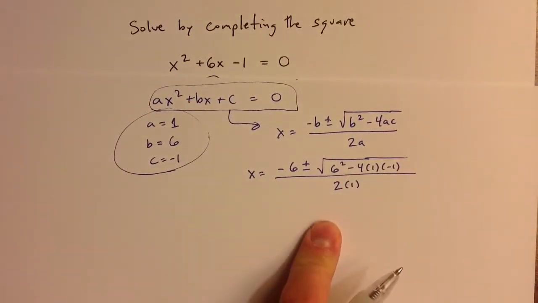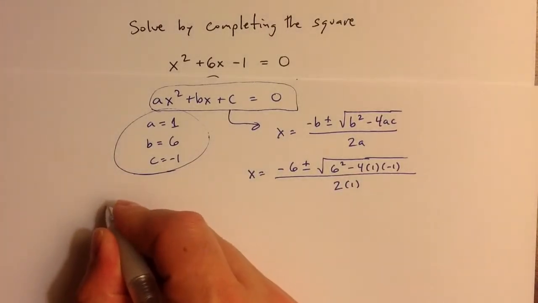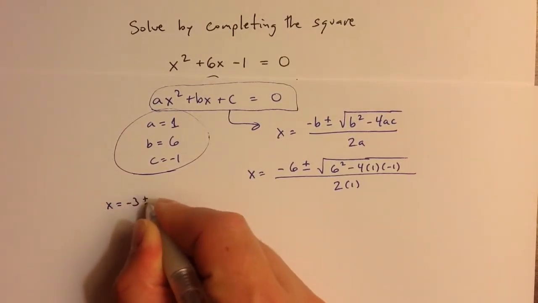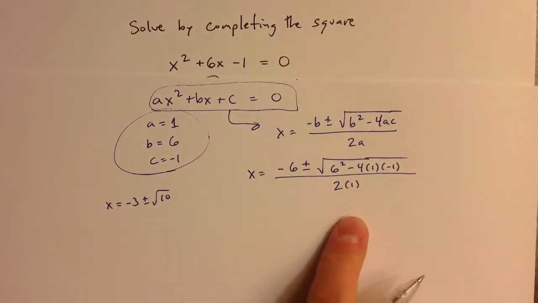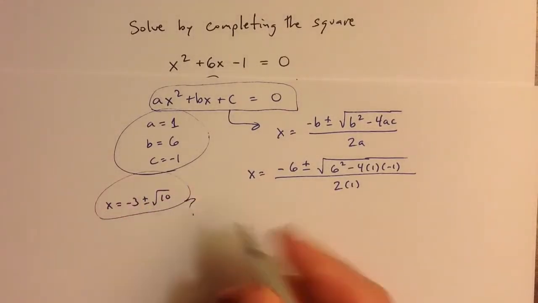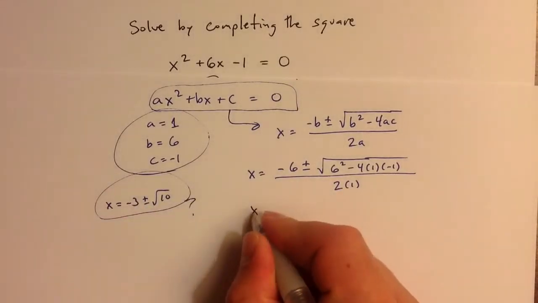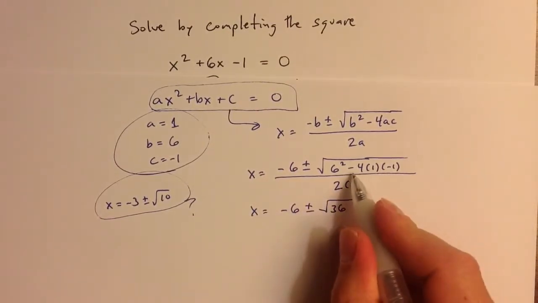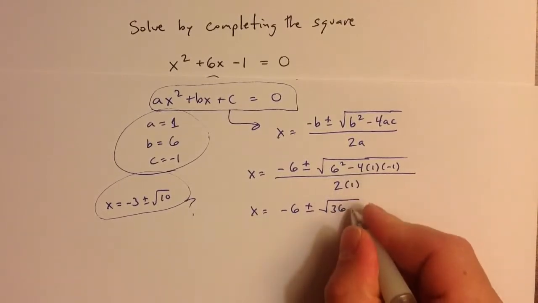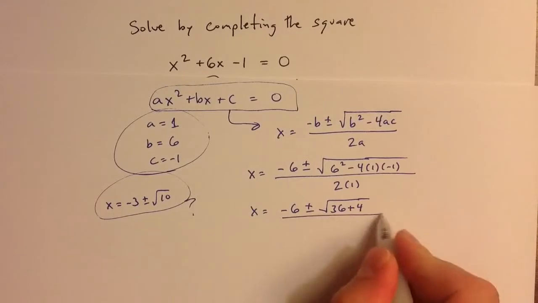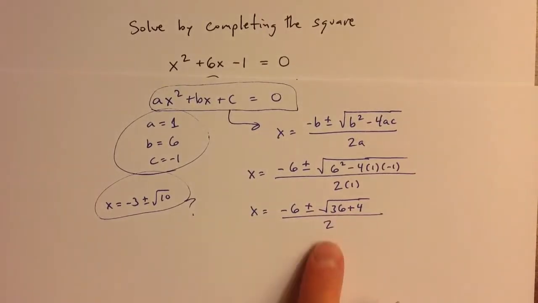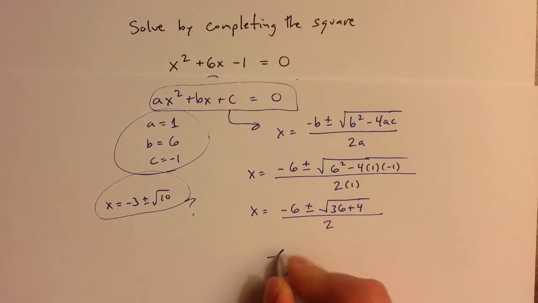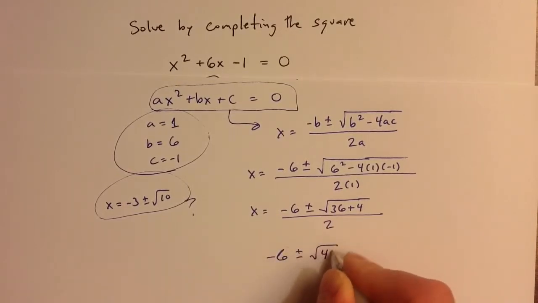And let's see how this compares to the solution that we found a moment ago. A moment ago we said the solution is x equals negative 3 plus or minus the square root of 10. So at first glance this might look a little bit different, but it's actually the same answer. I have negative 6 plus or minus the square root of 36, and then since we're multiplying by a negative, I get a plus 4 under the square root, everything divided by 2. And so we can see maybe, the negative 3 is going to come from negative 6 divided by 2. But under the square root, I have a plus or minus the square root of 40.